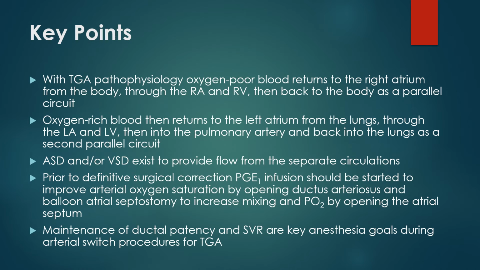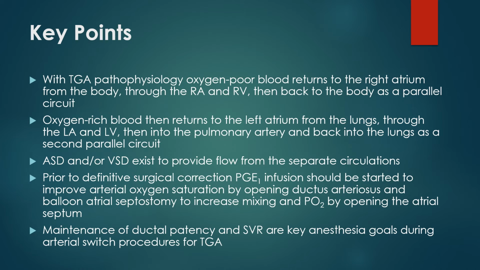So finally, we get to the key points. With TGA pathophysiology, oxygen-poor blood returns to the right atrium from the body, through the right atrium and right ventricle, then back to the body as a parallel circuit. Oxygen-rich blood returns to the left atrium from the lungs, through the LA and LV, then into the pulmonary artery and back to the lungs as a second parallel circuit.